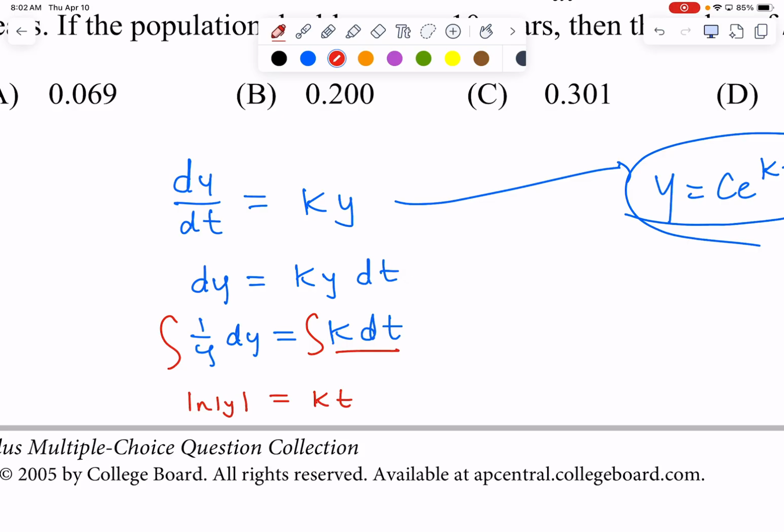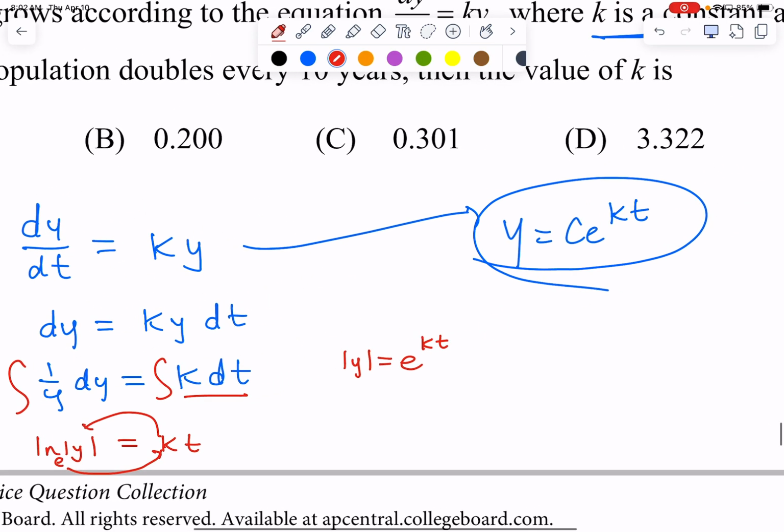Now, we're doing an integral, not a derivative. Now you got to go full what? Circle. So you get absolute value of y is equal to e to the KT. Remember that? There it is. Well, that gets rid of the ln when you go full circle.